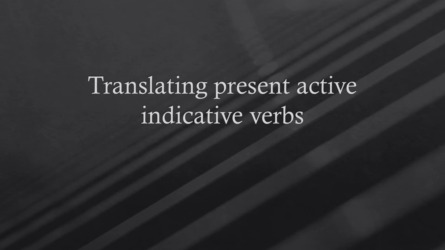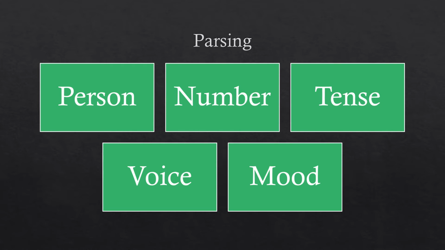Now that we know how to form the third conjugation, present active indicative, let's move on to translation. Earlier in this video lesson, we learned what it means to parse a verb, to analyze its component attributes. Do you remember what attributes to identify when parsing? Nota bene, there are 5. Person, number, tense, voice, and mood.